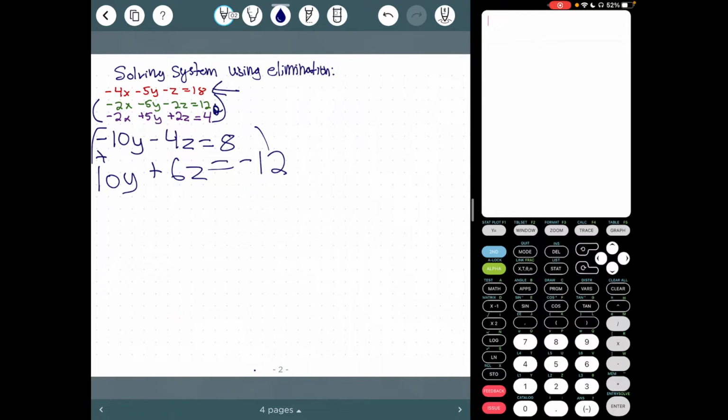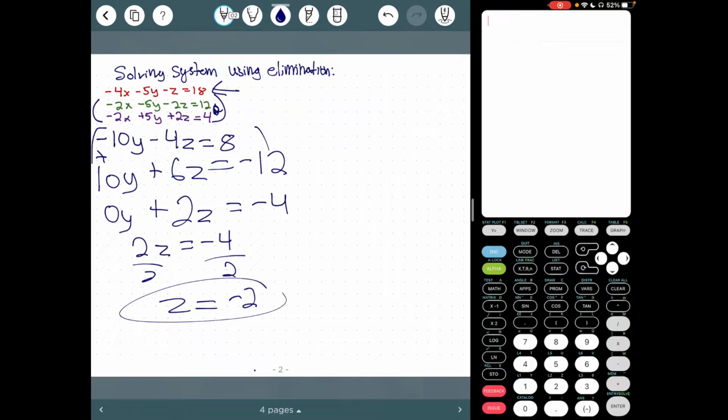So -10 plus 10 equals 0. So 0y plus -4 plus 6 equals 2. So 2z equals 8 plus -12, which equals -4. So we have 2z equals -4. If we divide both sides by 2, we get z equals -2. So now we have found one of our variables.